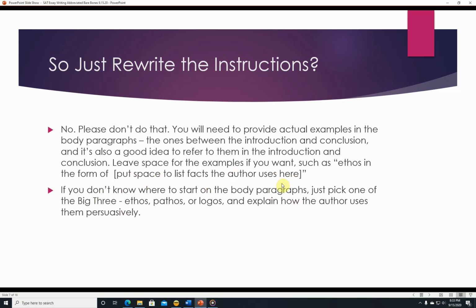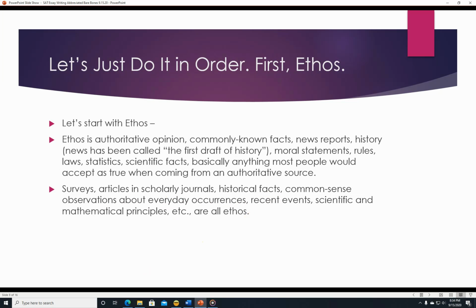If you don't know where to start on the body paragraphs, let's say you're like, geez, there's a lot of really great techniques, this person uses a lot of techniques, just pick one of the big three. Pick ethos, pathos, or logos, and explain how the author uses that thing persuasively. Make that your first body paragraph, and then you'll continue on to pathos and continue on to logos. So let's do it in order.